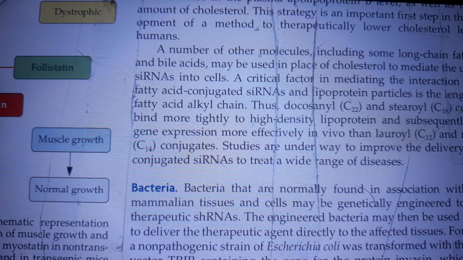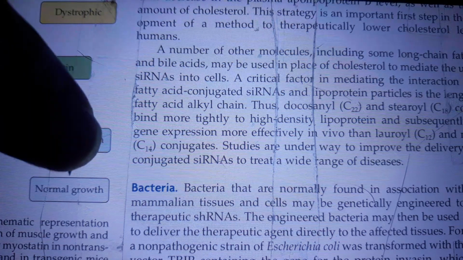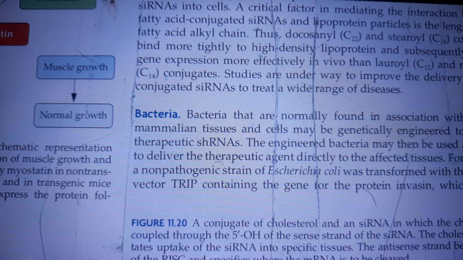A number of other molecules, including some long-chain fatty acids and bile acids, may be used in place of cholesterol to mediate the uptake of siRNAs into cells. A critical factor in mediating the interaction between fatty acid conjugated siRNAs and lipoprotein particles is the length of the fatty acid alkyl chain. Thus, docosahexaenol C22 and stearoyl C18 conjugates bind more tightly to high-density lipoprotein and subsequently silence gene expression more effectively in vivo than lauroyl C12 and myristoyl C14 conjugates. Studies are underway to improve the delivery of lipid-conjugated siRNAs to treat a wide range of diseases.